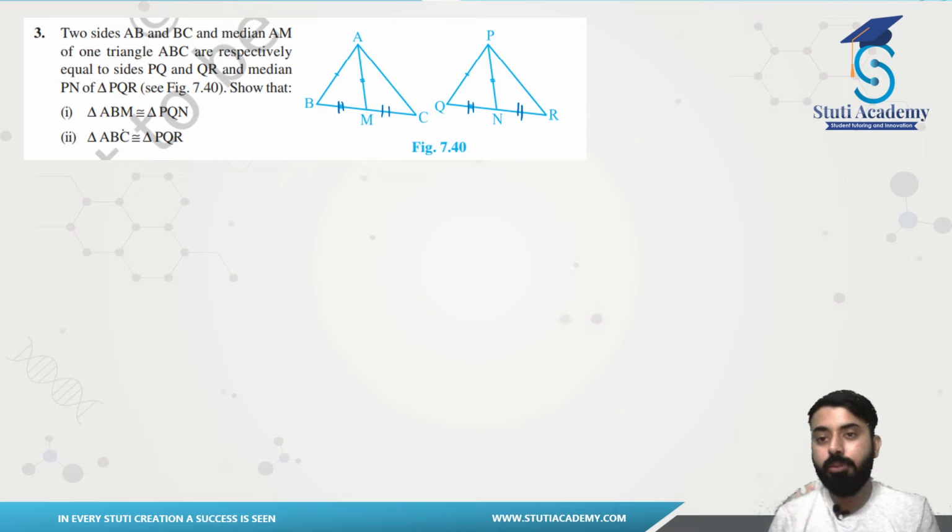Now you have to show that triangle ABM is congruent to triangle PQN, which is this. And you have to show that triangle ABC, this whole triangle, is congruent to triangle PQR.